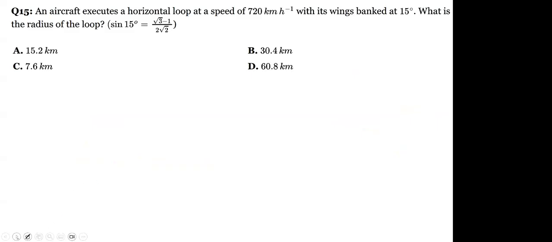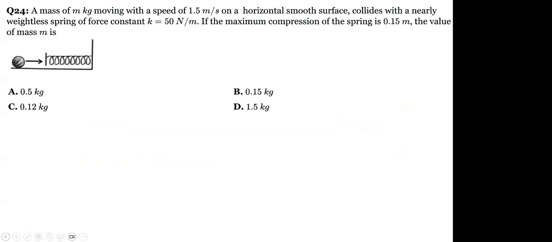Okay, the next question we have now. A mass of m kg moving with a speed of 1.5 meter per second on a horizontal smooth surface collides with a nearly weightless spring of force constant k equal to 50 Newton per meter. If the maximum compression of the spring is 0.15 meter, the value of mass m is.